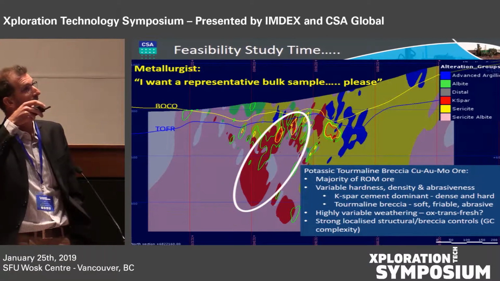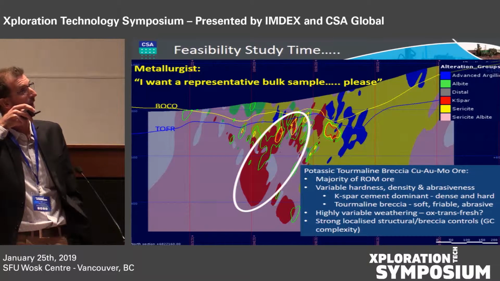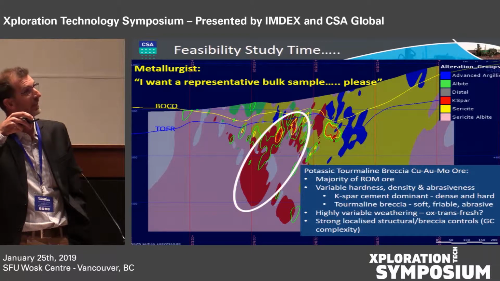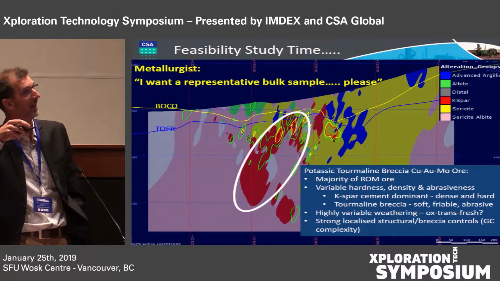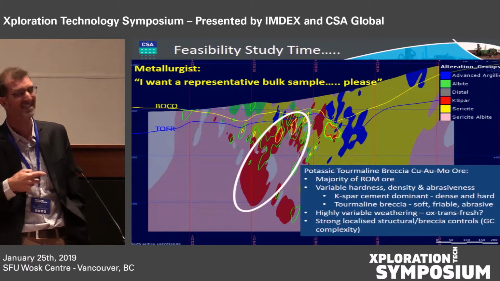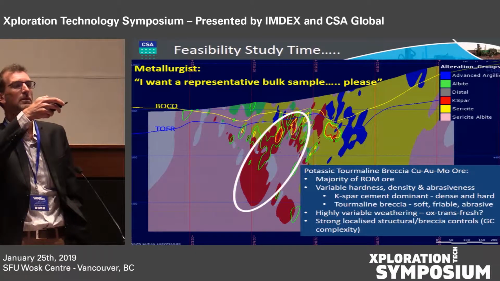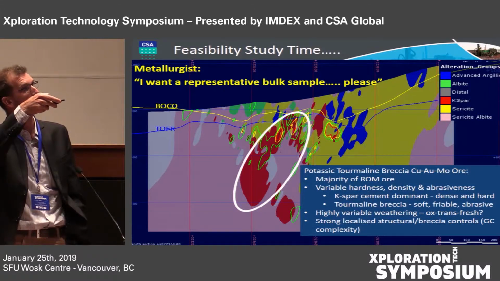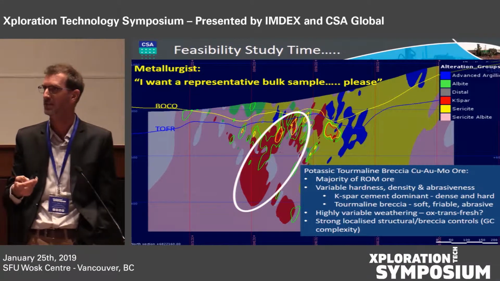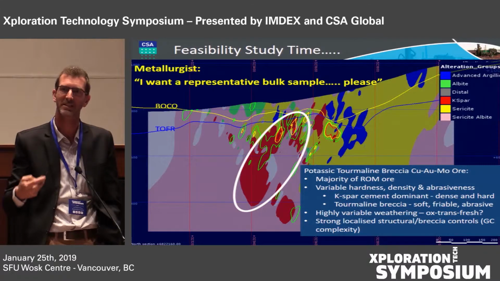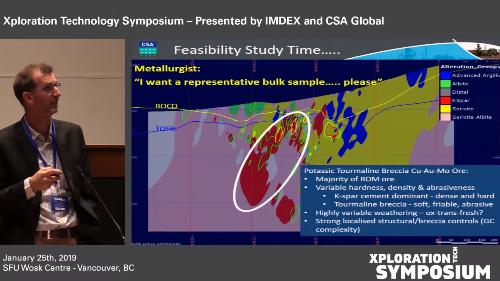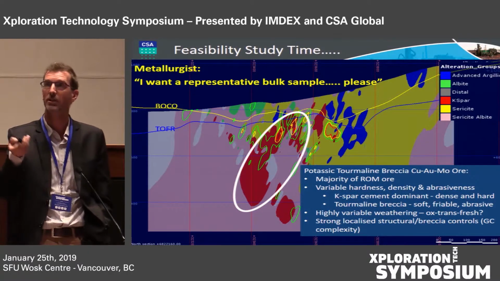So here with the potassic breccia zones, we can see that it is the majority of the ROM ore. The hardness is variable. Where there's calc-silicate cement, it's as dense as anything, it's really hard. But where the tourmaline breccias exist, it's quite soft, friable and highly abrasive. So all this is really important in terms of understanding the costs associated with processing. The rest you can read for yourself.